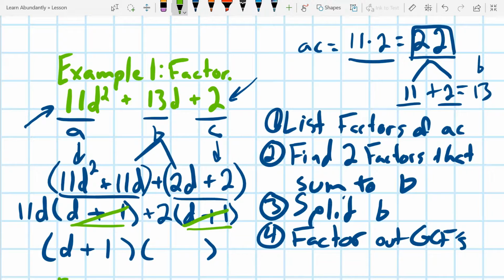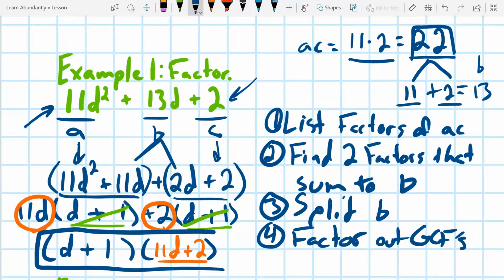Now, what do you think goes in the second parentheses? Well, do you see this plus 2 and this 11D? That's going to give us our second factor. So we're done, actually. That is our answer. The factors of this problem are D plus 1 and 11D plus 2.